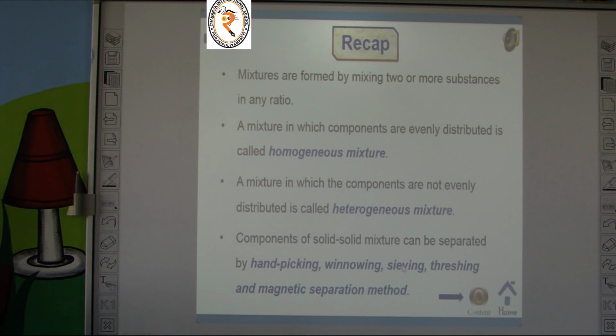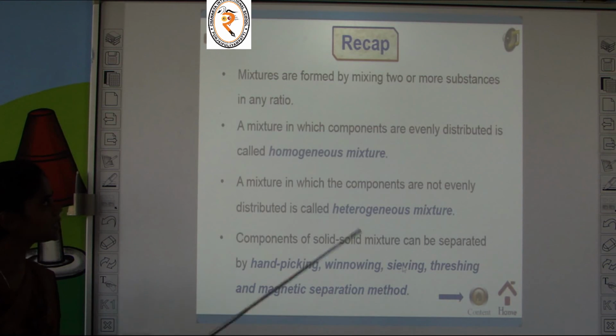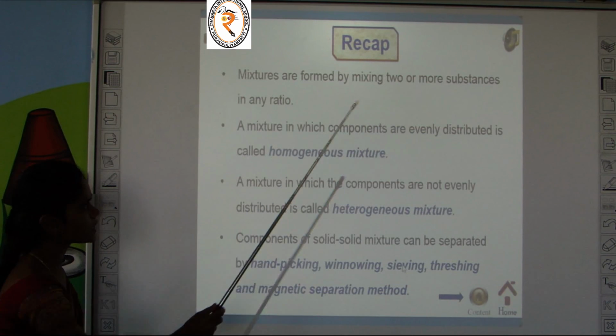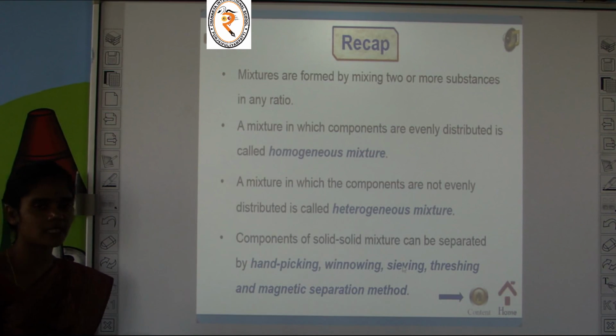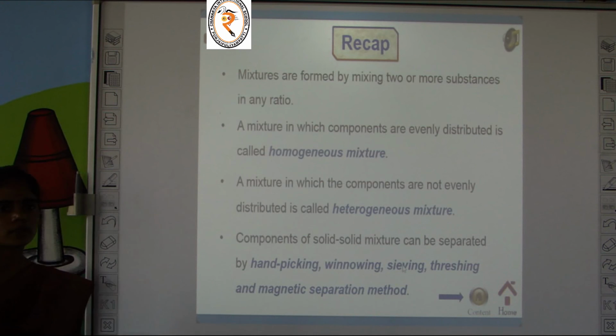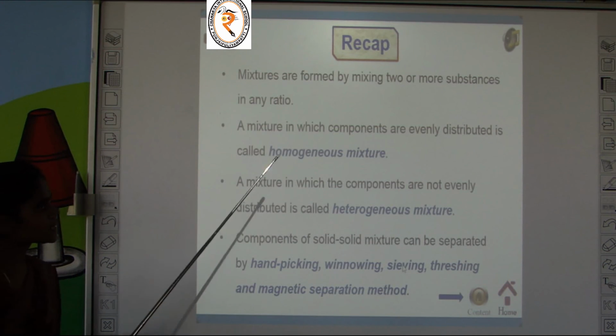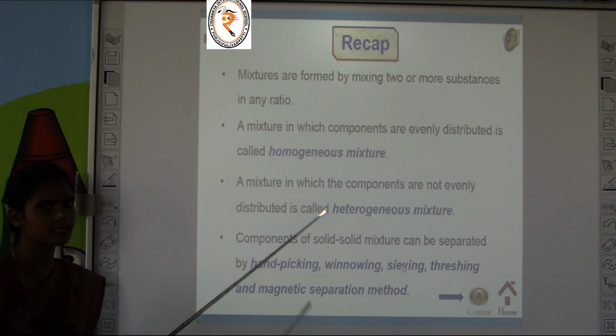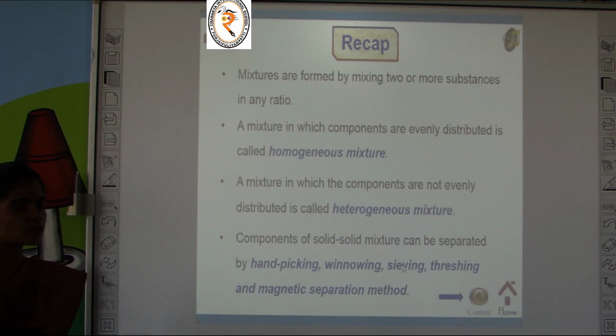Let us see this chapter. Mixtures are formed by mixing two or more substances in any ratio. A mixture in which components are evenly distributed is called a homogeneous mixture. A mixture is divided into two groups: one is homogeneous mixture and the other is heterogeneous mixture.